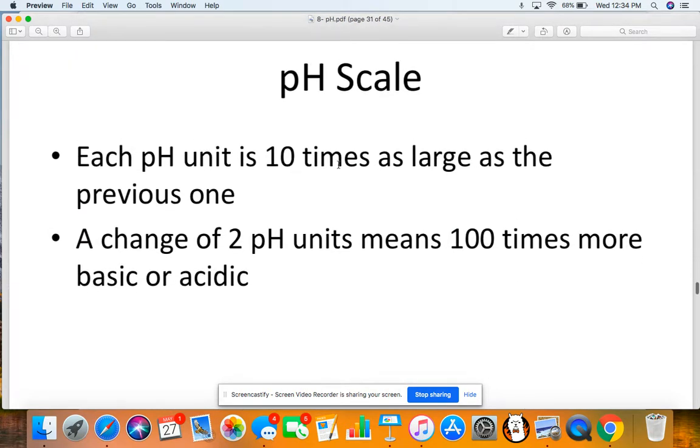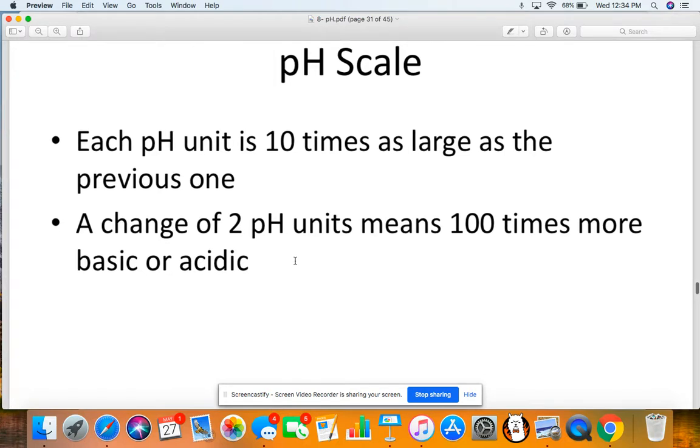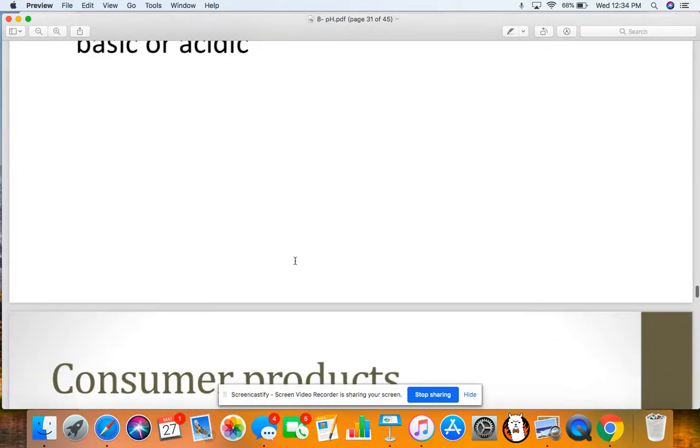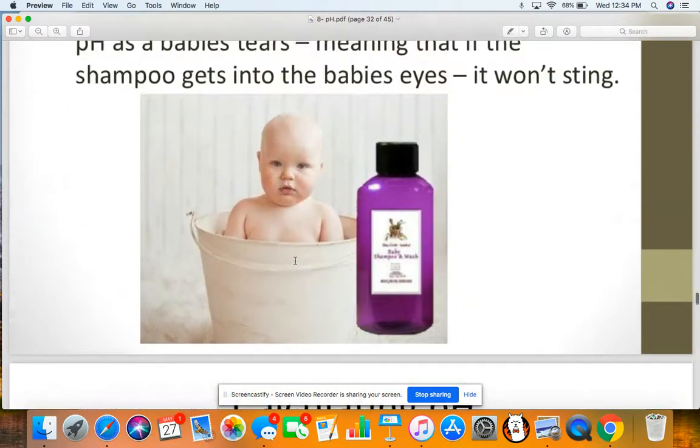Each pH unit is 10 times as large as the previous one. So that means a change of 2 for the pH is 100 times more, a change of 3 is 1,000 times more, etc. So the pH is set by 10-fold changes throughout. I'm going to let you read this on your own. This is a little bit about consumer products.